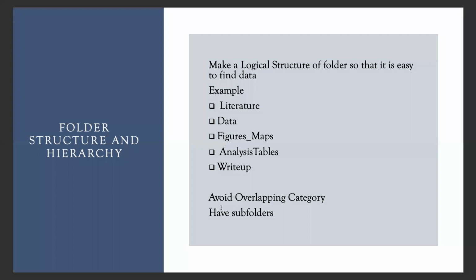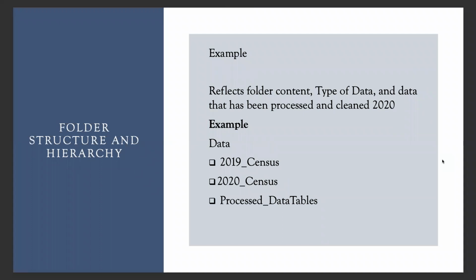Avoid overlapping categories. So it's best to have one category and not like data 1 and then data 2, because data 2 seems like a more clean data. So have the data and then put in the subfolders clean data or something. So make a structure, and the structure can be anything, but it has to be simple and organized. Here is an example of what you might have.